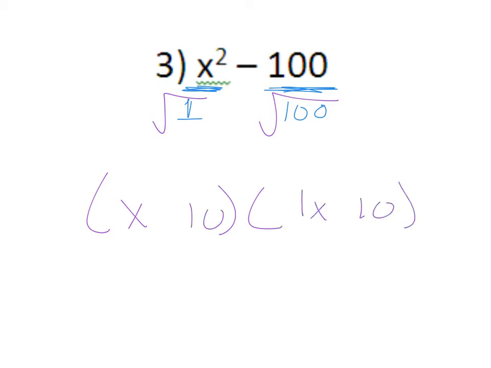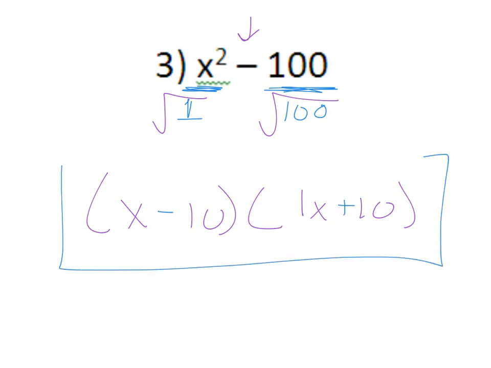So now here, there is no middle term. There's no B term. So if there's no middle term, you should have opposite symbols. So it should be plus 10 minus 10. That would be completely factored.